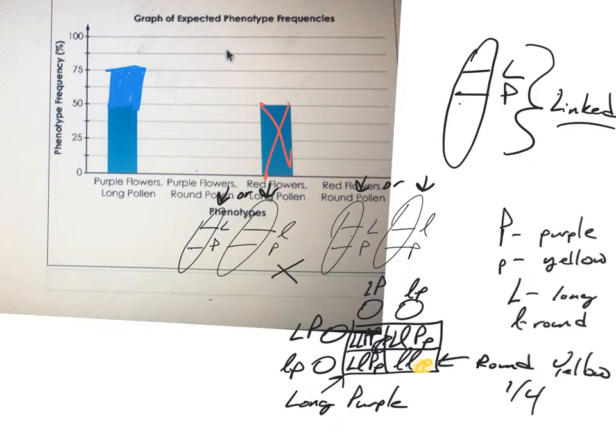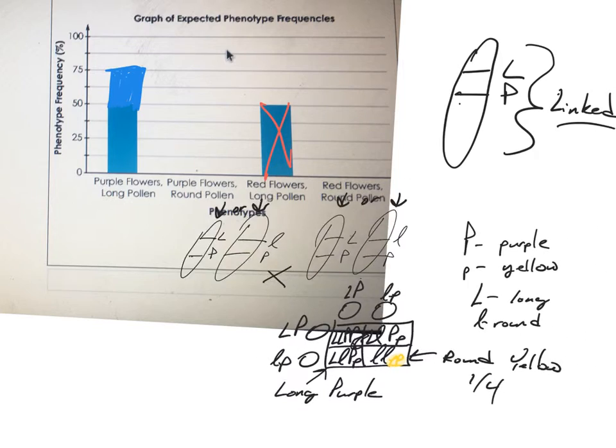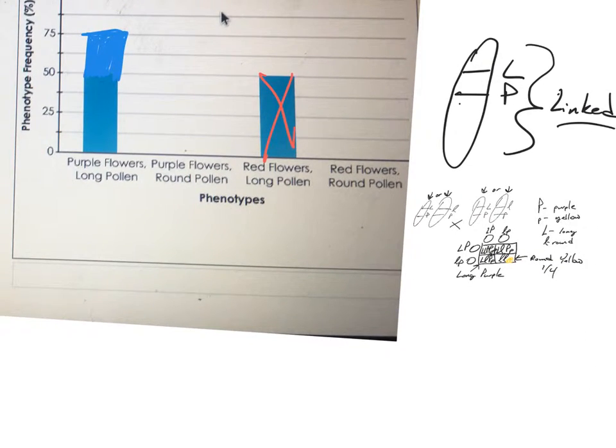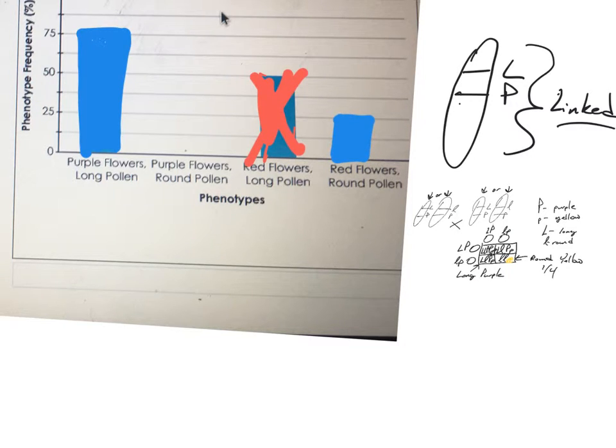Red flowers, red with round, red and round. How many would you expect to see? What percentage? 25% to be red and round. And that would mean that you'd be dealing with something that looks like this. You'd expect this, and you'd expect this, and you would not expect anything else. This is no-go. This is not something we'd want to see. So this is the right answer.